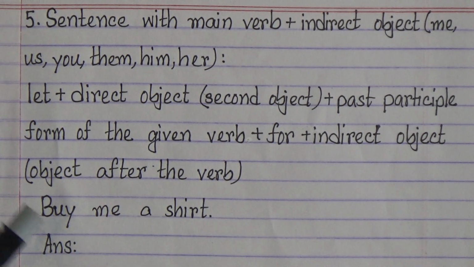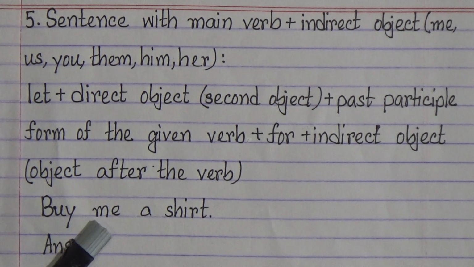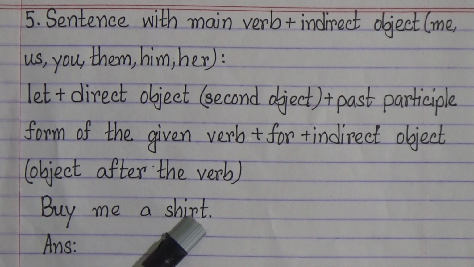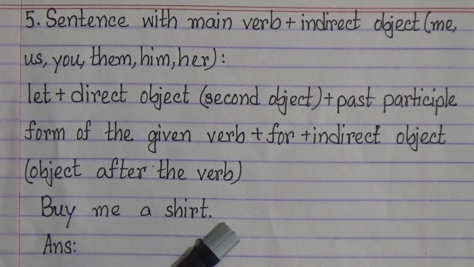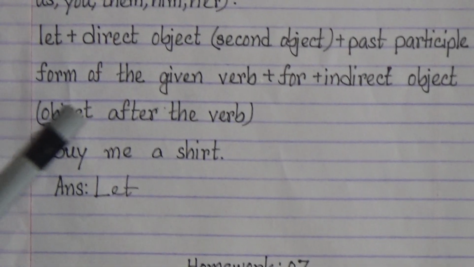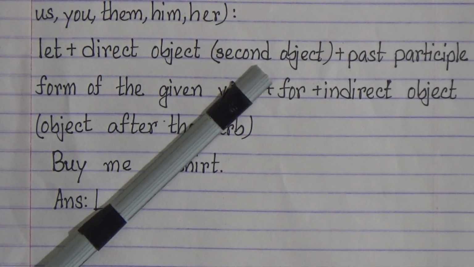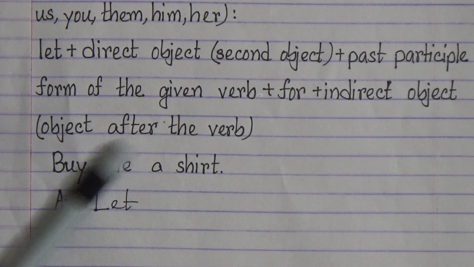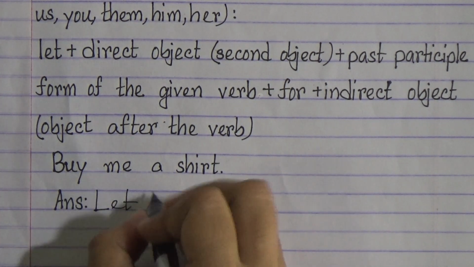Now look, buy me a shirt. This is the main verb buy, and now after the main verb there is the indirect object, that means me, and a shirt is the object, right? Okay. So shirt is here the direct object, that means this is our second object. So we will change it to passive voice. Now look, at first we will write let according to our rule. Let, then the direct object, that means the second object, right? So which one is the second object? There are two objects. Now look, me and a shirt. So let a shirt.